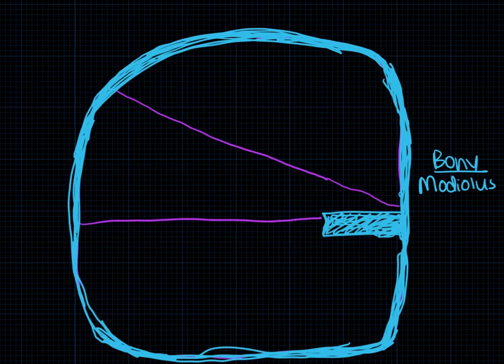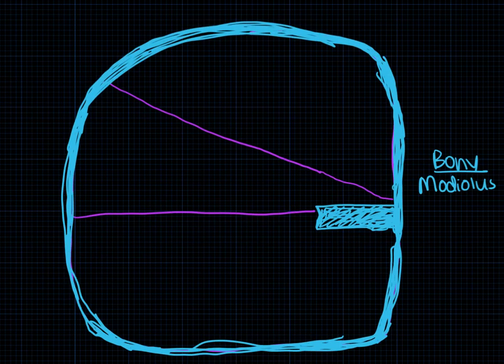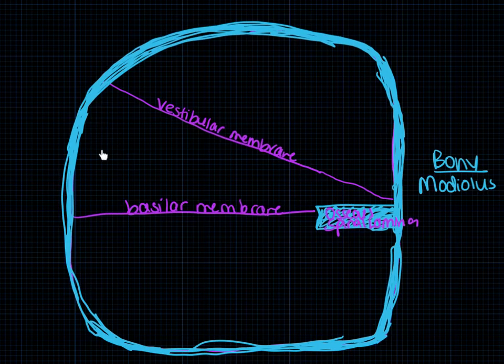So the cochlear duct is going to be composed of two membranes. One is going to be called the vestibular membrane, and the other is called the basilar membrane. The basilar membrane is attached to a lateral projection from the bony modiolus that's called the osseous spiral lamina. So within the cochlear duct, we know we're going to have endolymph, and outside of the cochlear duct, just adjacent to the bony cochlea, we're going to have perilymph.